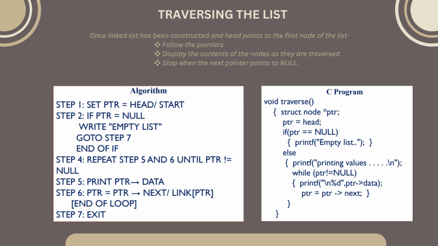Algorithm. Step 1, set PTR equal to head or start. Step 2, if PTR is equal to null, write empty list and go to the last step, step 6. Step 3, repeat steps 4 and 5 until pointer PTR is equal to null. Step 4, print the value of the data, that is PTR data. Step 5, PTR is advanced by PTR equal to PTR of next. End of the loop.